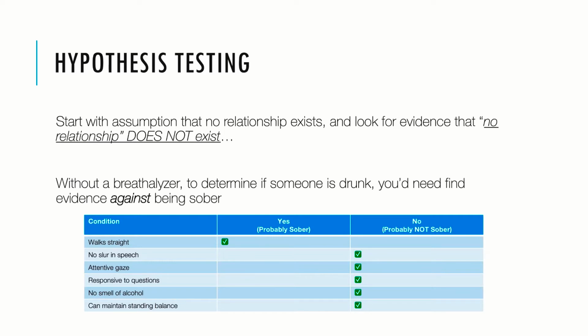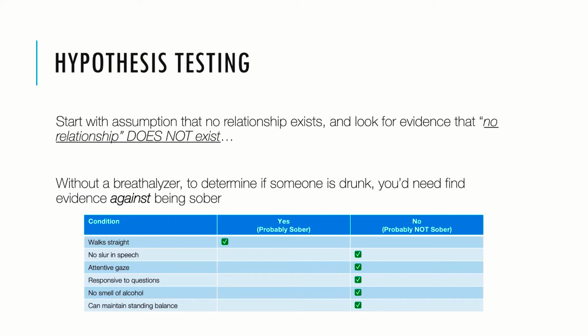Let's say you wanted to test if somebody's drunk and you don't have a breathalyzer. You might say, well, are they walking straight? Are they not slurring when they're speaking? Are they attentive when you're talking to them? Are their eyes not crossing? Are they responsive to your questions? Do they not smell of alcohol, and can they maintain balance while they're standing? Right? All of these things would be indicators of not being drunk.